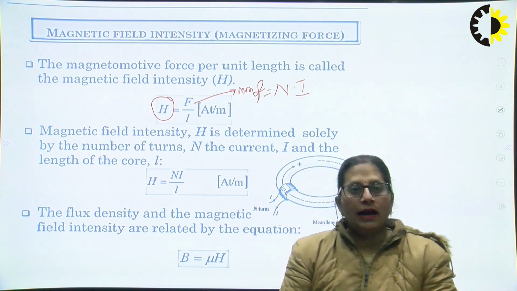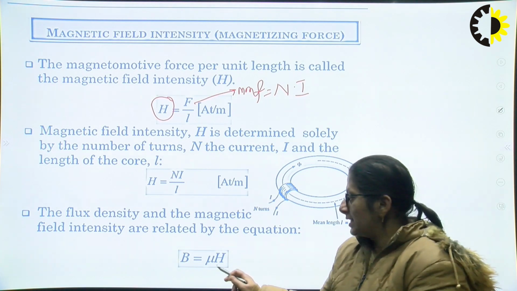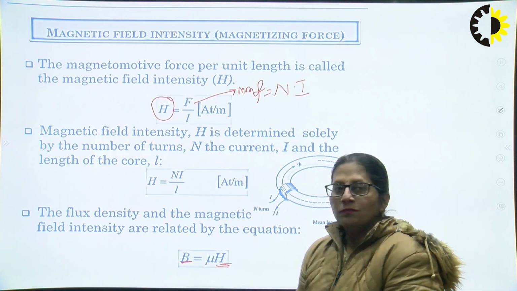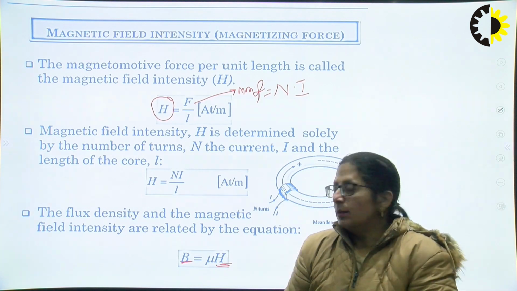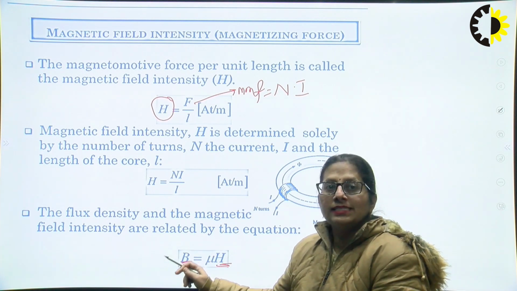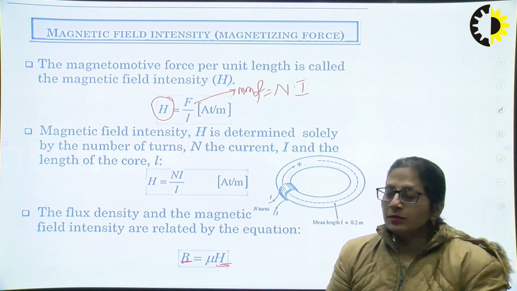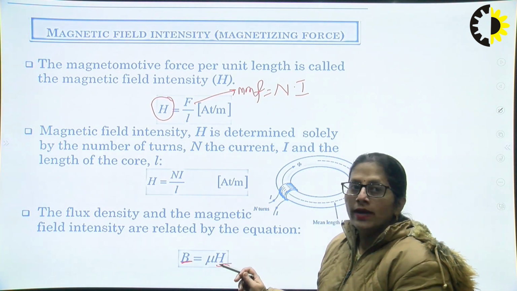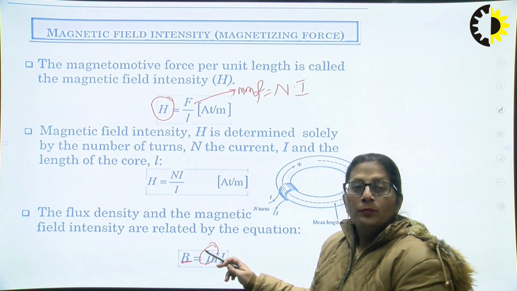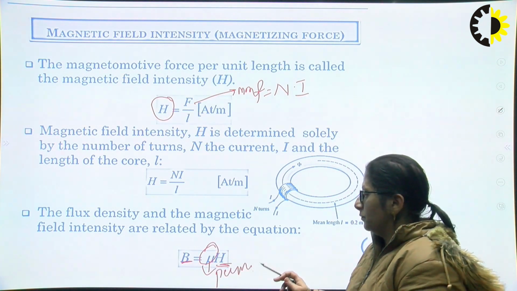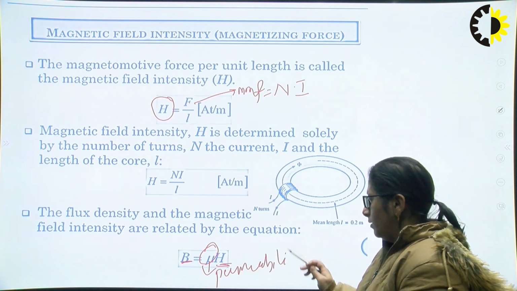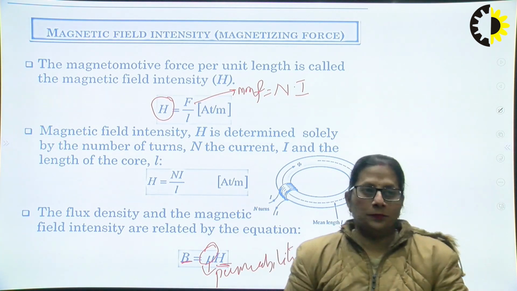And we do have a relationship between this H and this B. H, we have just seen, is the magnetic field intensity, and B is the magnetic flux density. They are related by the equation B equals mu H, where mu is nothing but the permeability of a particular material.